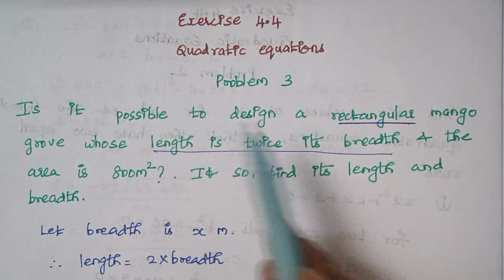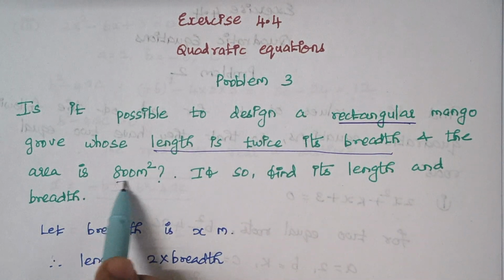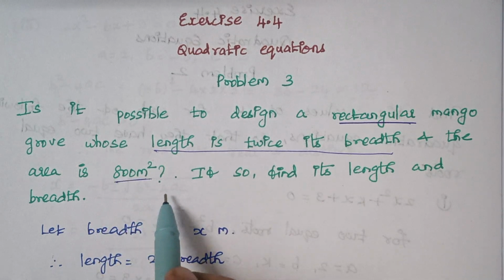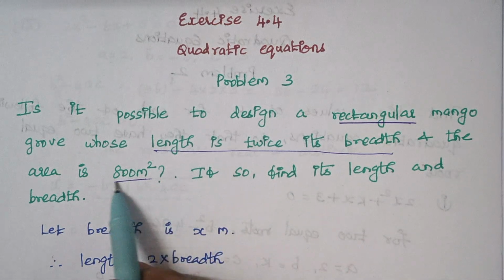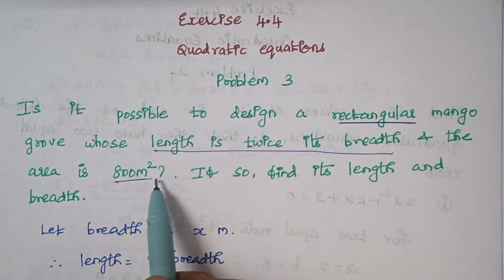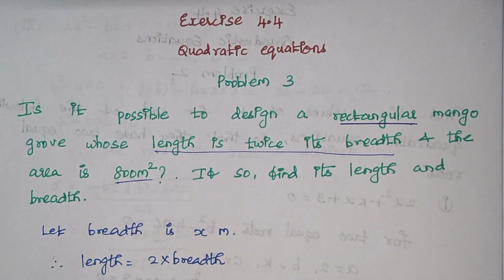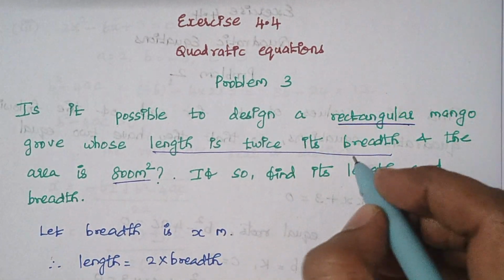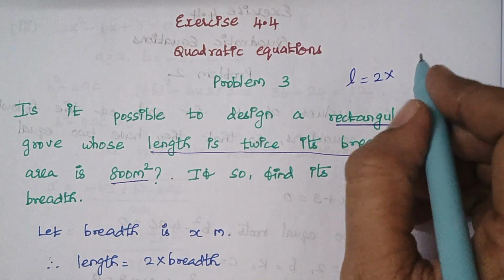Here the length and breadth are related by a condition, and the area is given as 800 meters square. So the question is, is it possible to design a rectangular grove whose area is 800 meters square and whose length is twice its breadth? What do you mean by that? Length is twice its breadth, that is, length is equal to 2 times its breadth.